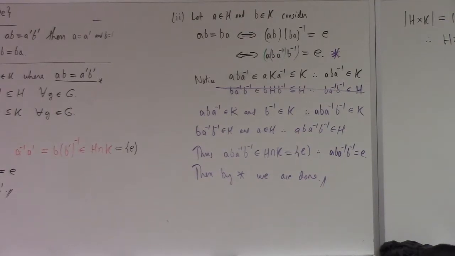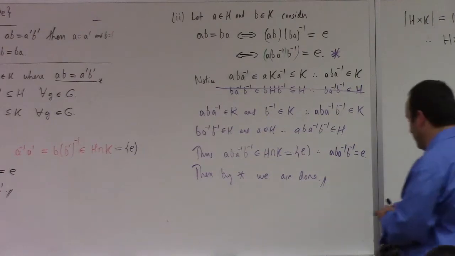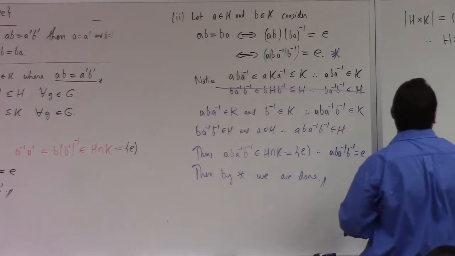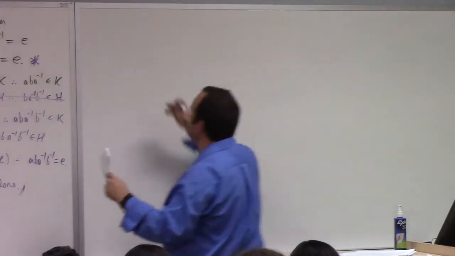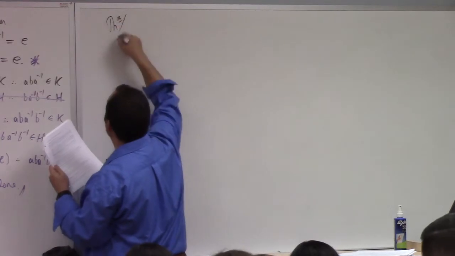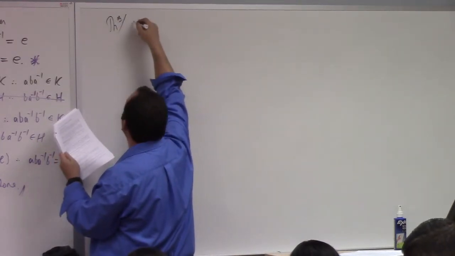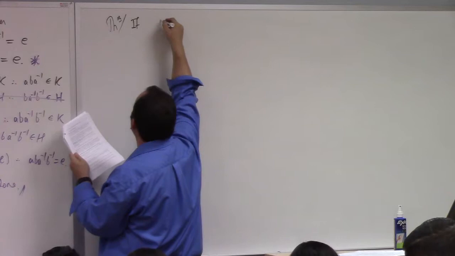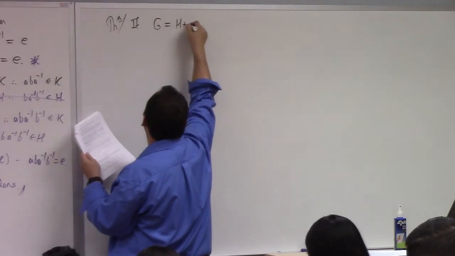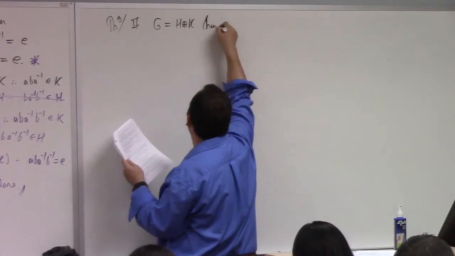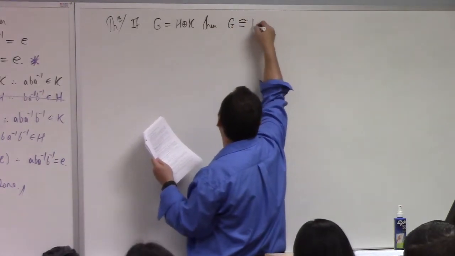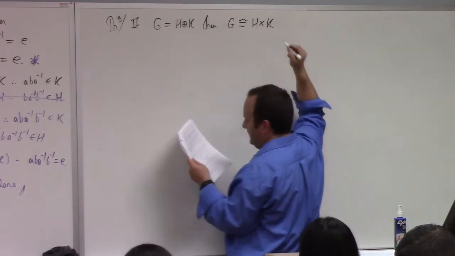With this lemma in hand, the next theorem is a piece of pie. So here's the theorem. If G is equal to H internal direct sum with K, then G is isomorphic to the external direct sum of H and K.